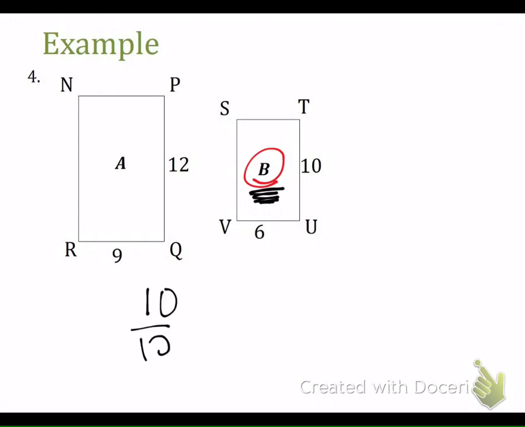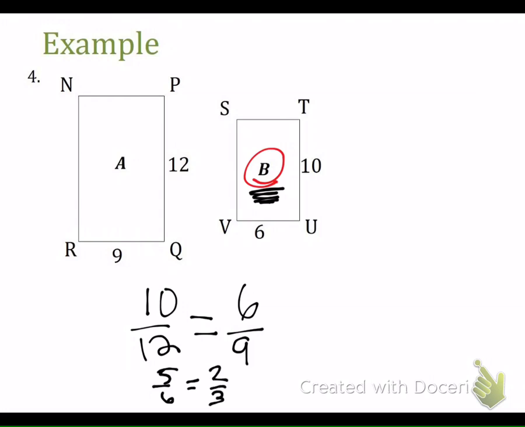So 10 over 12 equals what? 6 over 9. Now, if these reduce to the same numbers, then these rectangles are similar. All right, what is 10 over 12 reduced to? 5 over 6. What is 6 over 9 reduced to? 2 over 3.